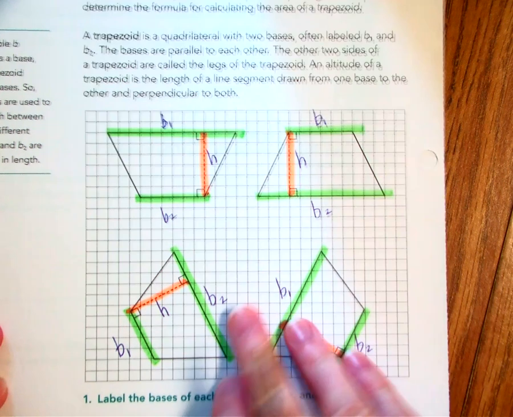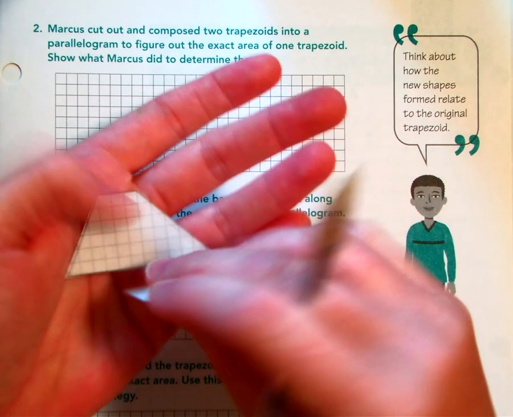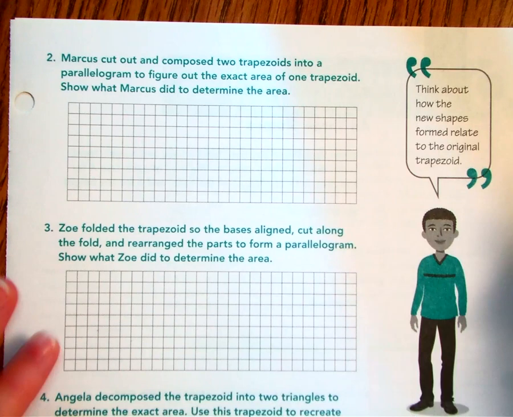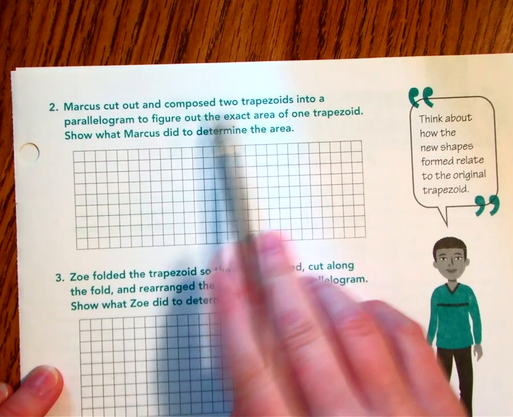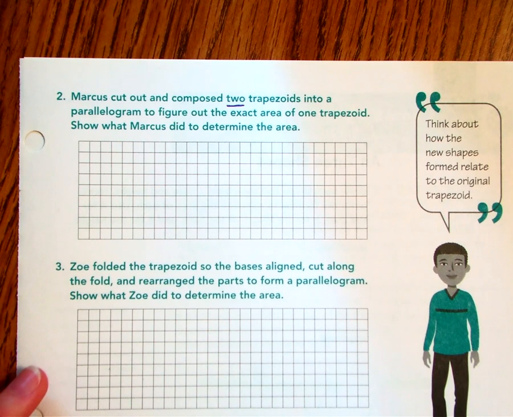Now here comes the cooler part, which is figuring out why the formula works. In this investigation, they have 3 different characters, and each character does it differently. I've already cut out my little trapezoid pieces, and I will try not to lose them in the next 5 minutes. Marcus cut out and composed 2 trapezoids into a parallelogram to figure out the exact area of one trapezoid. Show what Marcus did. Okay, I can tell you what Marcus did.